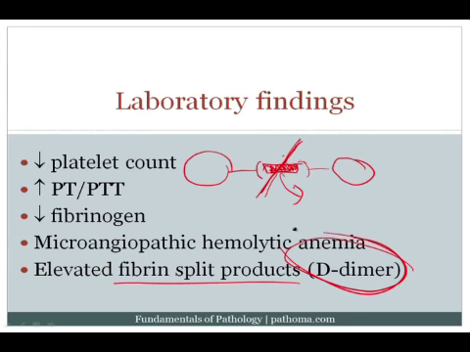In fact, it is the best screening test. An elevated D-dimer is the best screening test for DIC because it tells you that the entire coagulation cascade has been activated to the extent that you even activate the splitting of the cross-linked fibrin. So that's a very important thing to recognize, that the elevated D-dimer is the best screening test for DIC, and I've already explained why.